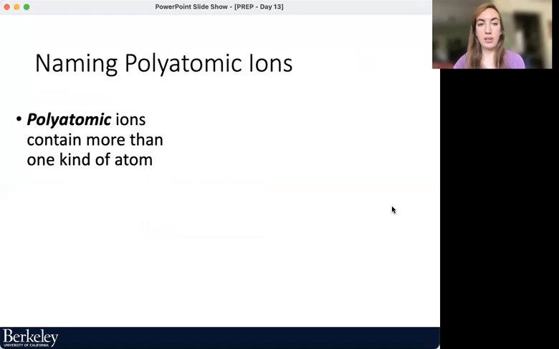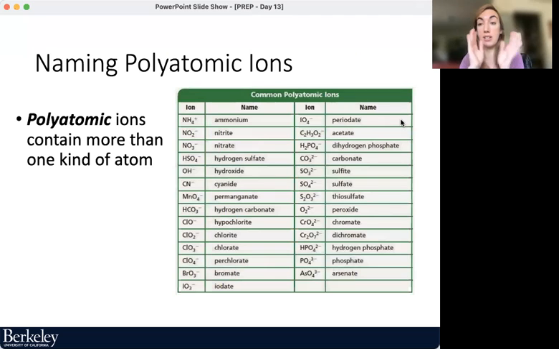Okay, so the other thing that happens with ionic compounds is polyatomic ions. So these are ions that contain more than one kind of atom. So poly just means many, and atomic is atomic. So polyatomic ions have multiple kinds of atoms. So there's this whole table. There's even more that aren't listed here, but these are the common polyatomic ions. You've seen some of these before when we were talking about solubility rules a couple days ago.